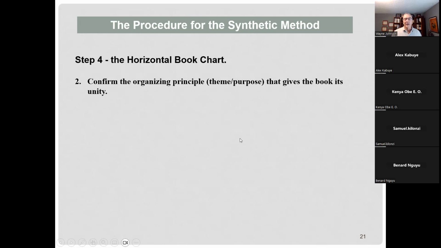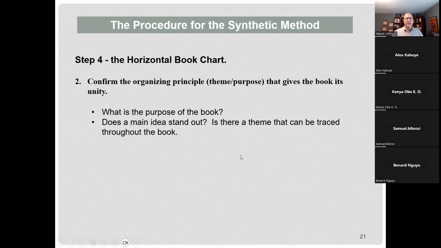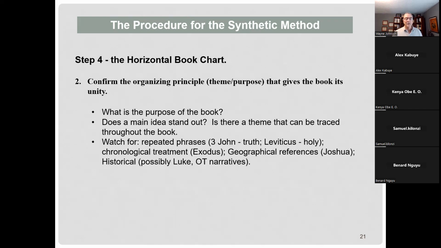Confirm or make a judgment on the organizing principle. What is the big idea, the theme or purpose? How is that reflected? And how does it give the book unity? Especially if you can find a main point that seems to unify what the book is all about. So look for the purpose. Does the main idea stand out? Sometimes, like the Book of John, the purpose might be given for us. Is there a theme that can be traced throughout the book, or themes? Oftentimes it's plural.